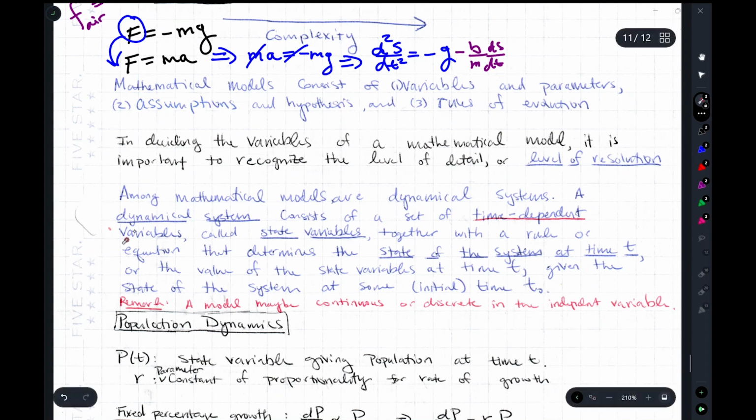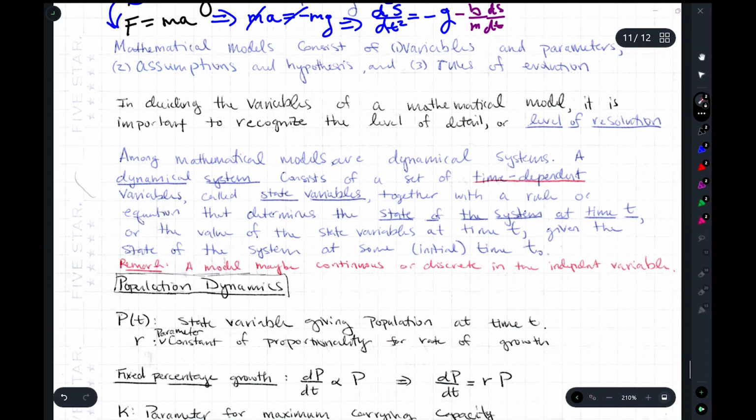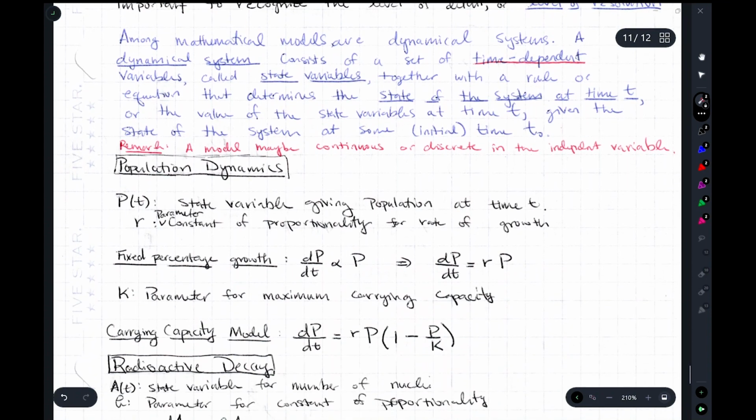So dynamical systems are distinguished from other mathematical models in that they depend on time. That's the crucial aspect of it. And you're generally given the state variables at an initial point, and you want to know how these state variables will evolve and what they will be at a future point. So when we model, for example, let's take a look at population dynamics here. We generally use what's called the 5-step method.